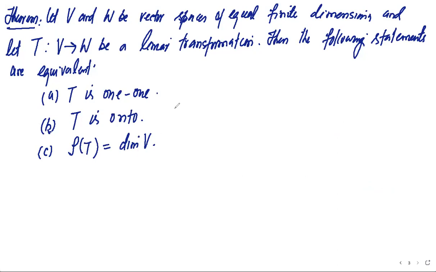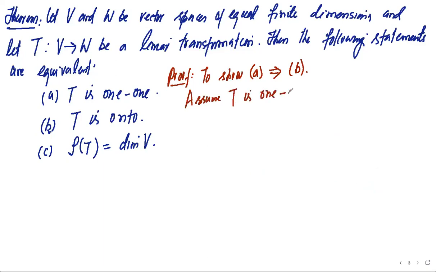So now let's take up the proof. In the proof, what will we do? First, to show statement number 1 implies statement number 2, we have to assume T is a 1-1 mapping. Because we are given statement number 1 and we have to prove that T is onto. Assume T is 1-1.